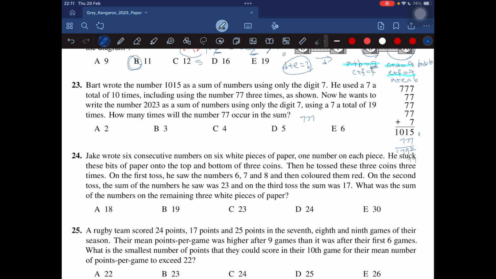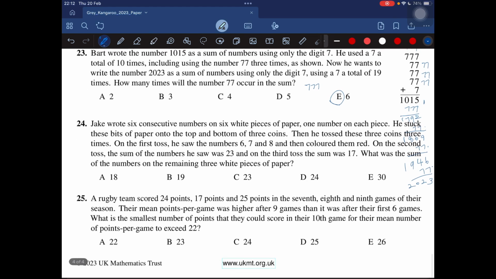Let's say, is it too much? 9, 6, 8, 1, and 77. 6, 4, 9, 1, 77. 3, 2, 0, 2. So now if we can add here one more 777 and 3 more 77, then we can make 2023. So we can make 6.